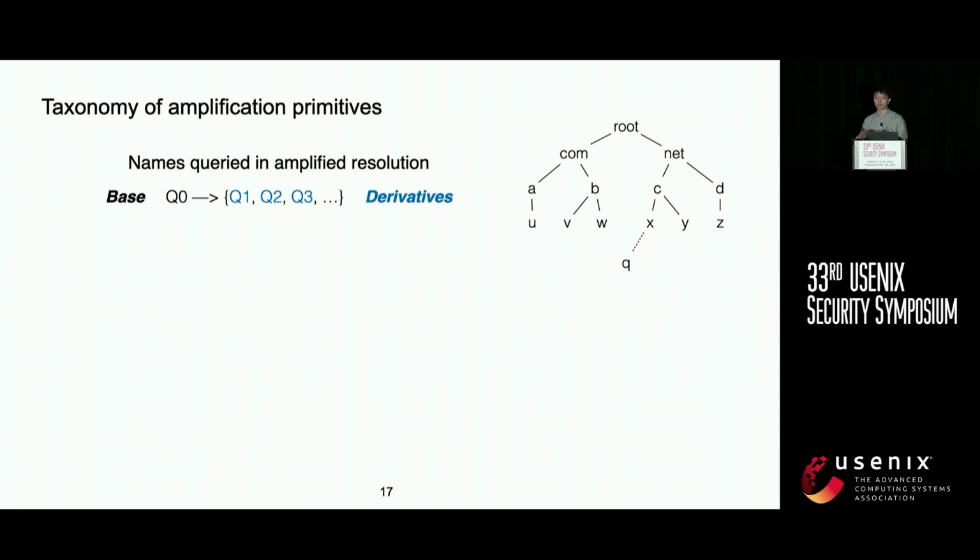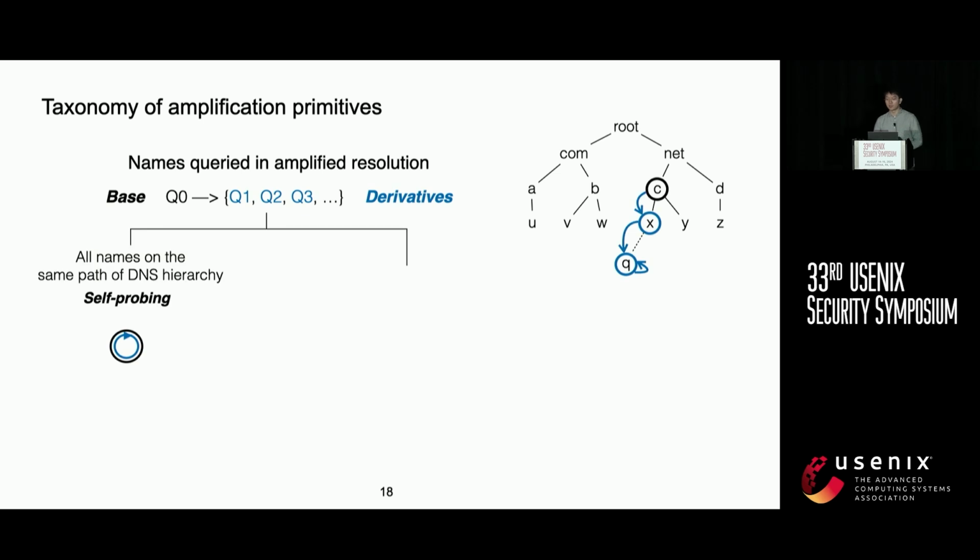Next, I will introduce our taxonomy of amplification primitives. The first question we ask is, what are the atomic forms of amplification, right? During an amplified resolution process, a resolver will send a set of queries. We call the initial query name a base and the subsequent names derivatives. So we basically look at how these names relate to each other.